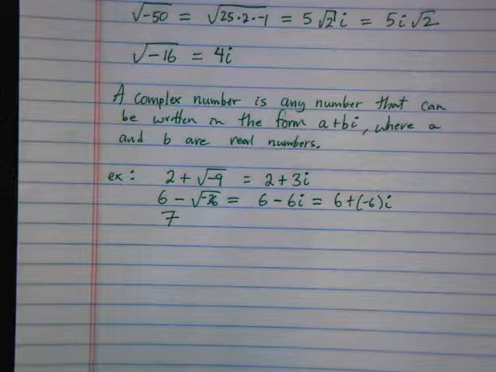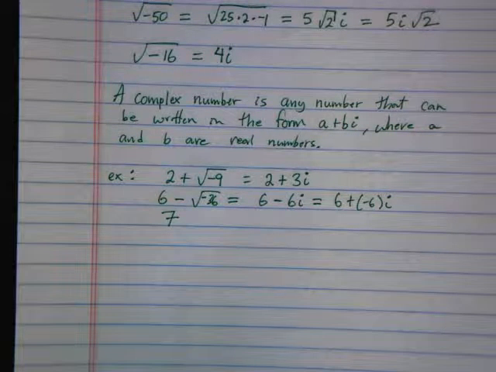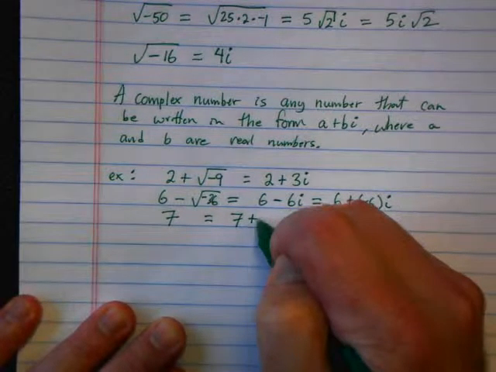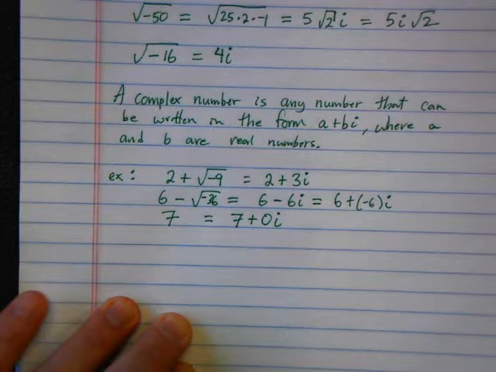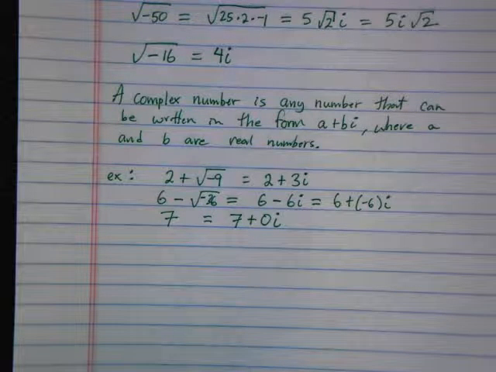7. Is 7 a complex number? No, why not? There's no b? You sure? There's no i? You sure? Could I write 7 as 7 plus 0i? Are those the same? Yes.